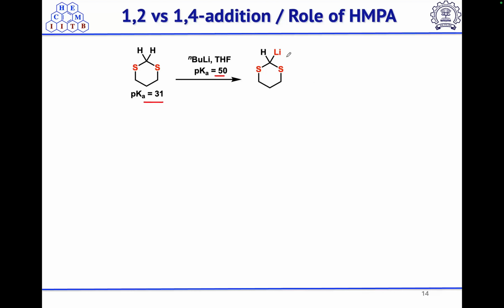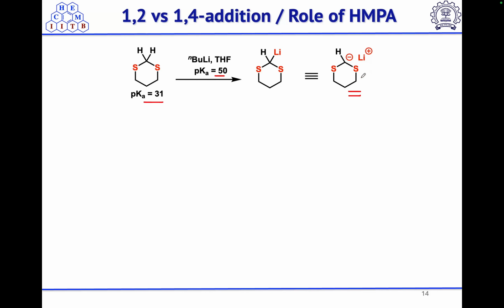Now, after having this lithiated species, basically this is C minus Li plus. So this is the compound. The C-Li bond is ionic, not a covalent bond. Sometimes many people write a covalent bond between C and lithium, but that is actually wrong. It is better to write C minus and Li plus because this is ionic.